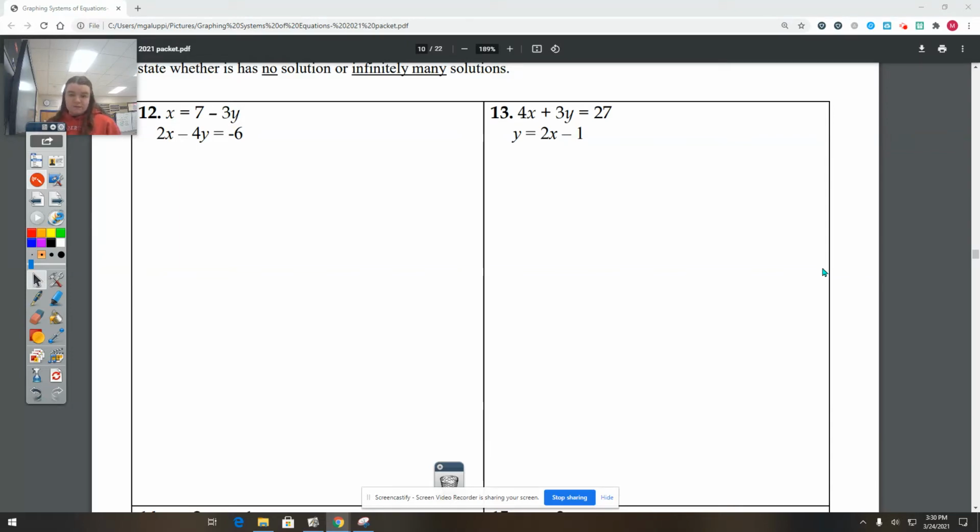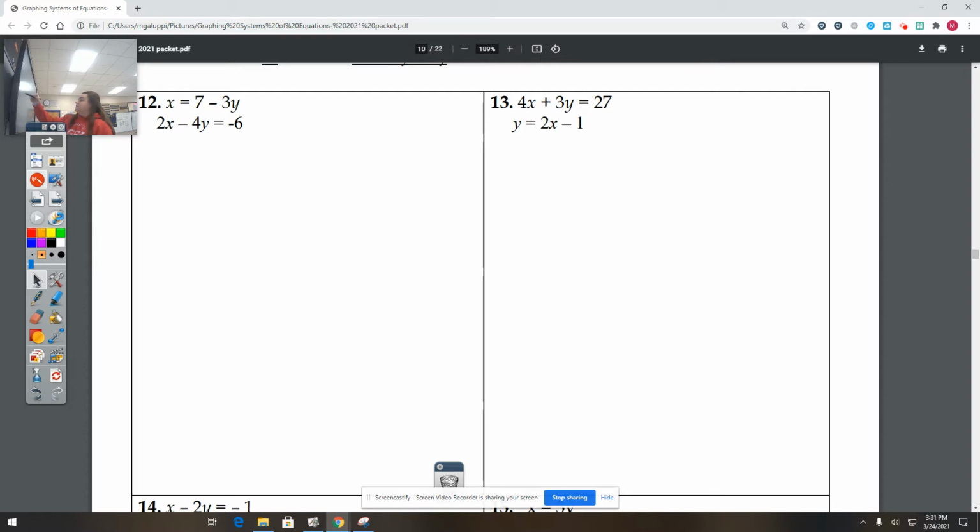So we are picking up where we left off last class. We're using substitution to find the point of intersection between two lines. We're looking for the one point that they have in common, that intersection point. We are going to do questions 13 and 14 together, and then you will try 15 and 16 on your own. We're on page 14 of our packet, and we're going to start with question 13.